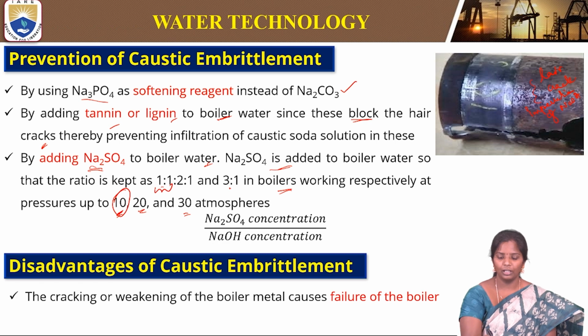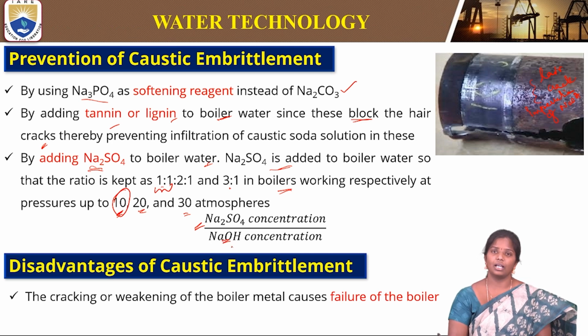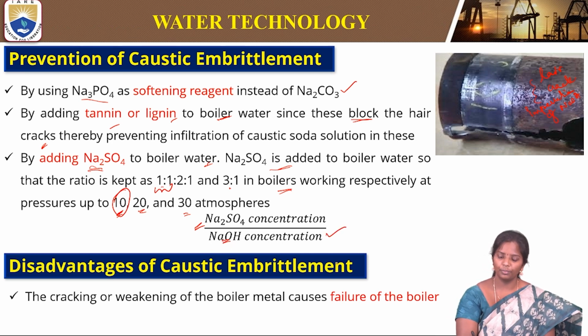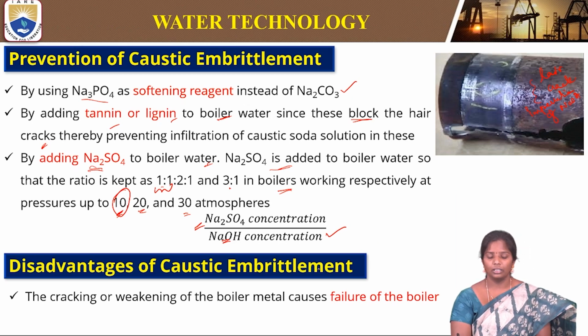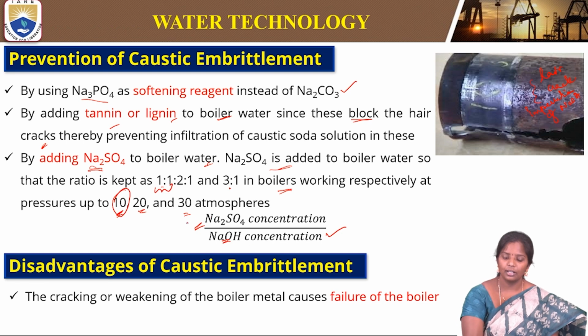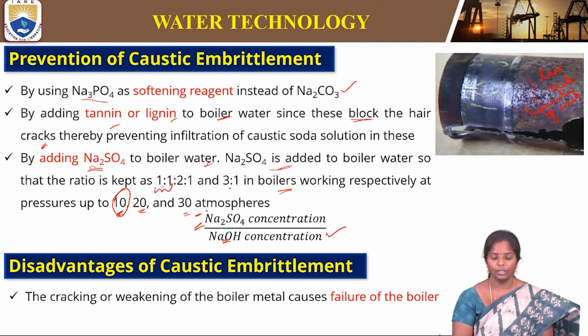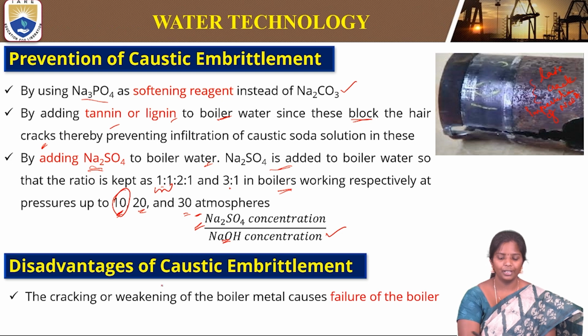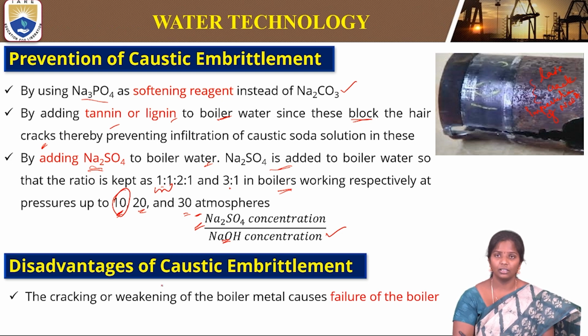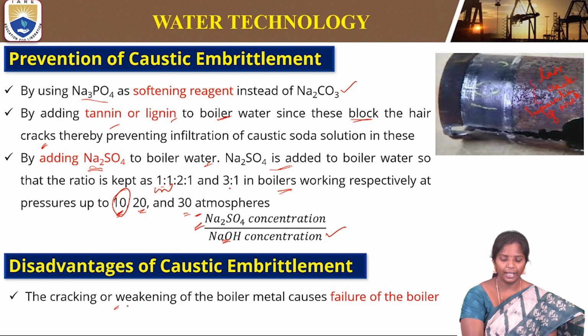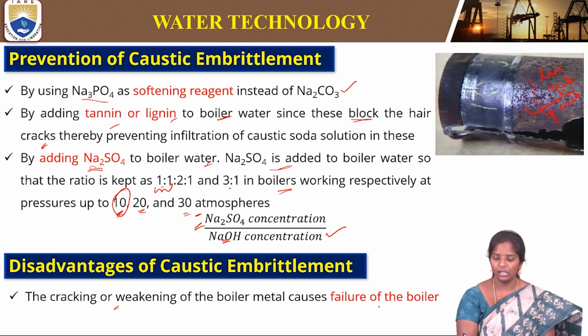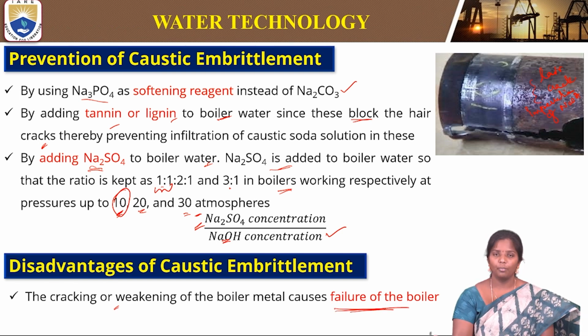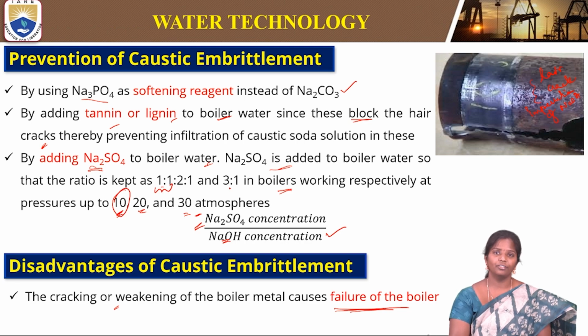So how do we adjust these ratios? By taking the sodium sulfate concentration relative to the sodium hydroxide concentration. For example, this is the sodium hydroxide concentration forming during the caustic enrichment. Then the respective ratio has to be adjusted with sodium sulfate. And what are the disadvantages? If it is damaging the parts of boilers, then cracking or weakening of the boiler takes place, ultimately causing failure of the boiler.